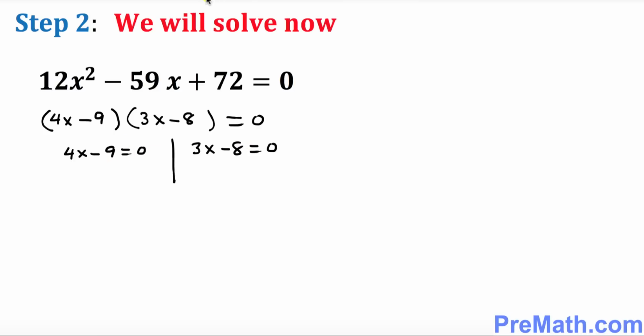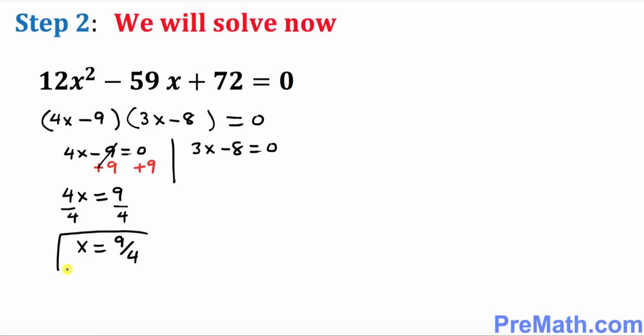So we're going to solve both of them. Here I'm going to add 9. So what happens over here, this is gone. We got 4x equals 9. I want you to divide both sides by 4. So x turns out to be 9 over 4. That is one of the solutions.